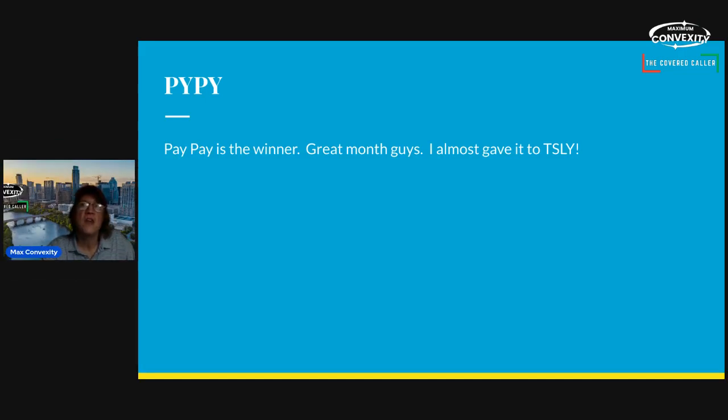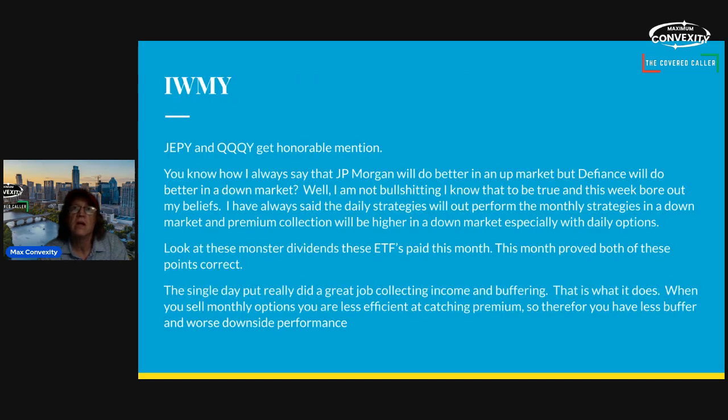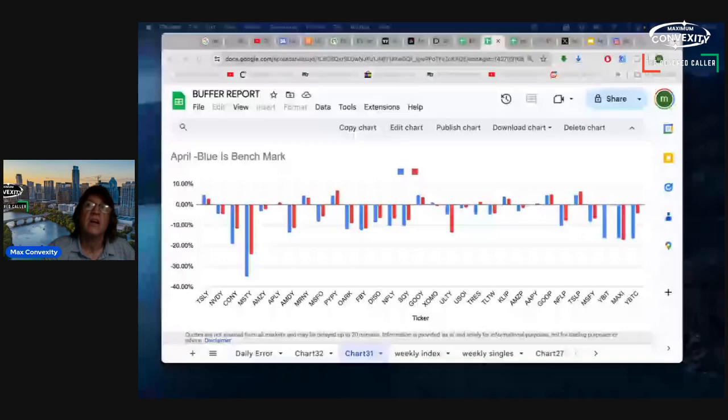All right, and so now we're going to go to the index division of the fund of the month. All right, the runners up are THTA and Tress. Look at that. That's a big surprise. And what do you guys think the winner is? ETF of the month in the index category. IWMY. Would you look at that? Wow. Okay, so let's see what happened here.